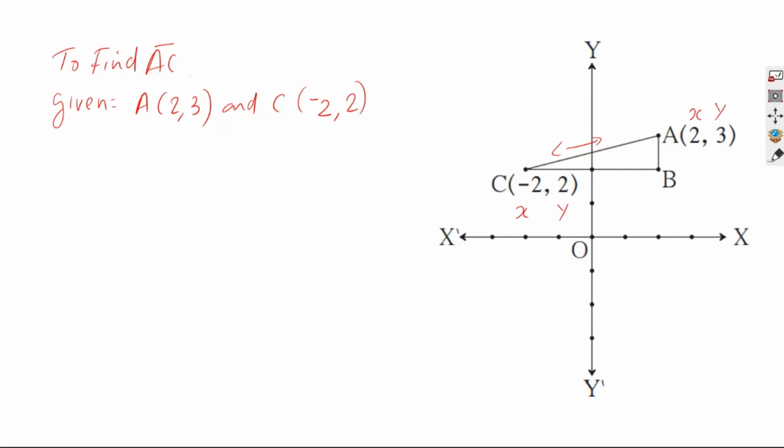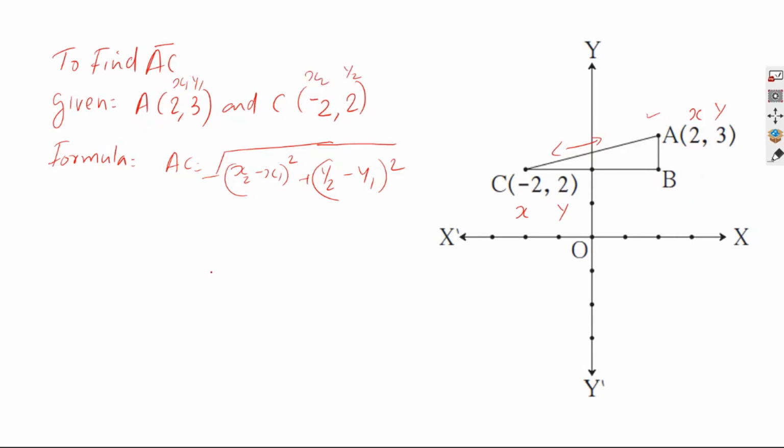Now we have in our hand, according to the formula, what we need to conclude a lot. The formula which we will be using is AC equal to the square root of (x2 minus x1) whole square plus (y2 minus y1) whole square. Here A is denoting x1, y1, and C is denoting x2, y2. As I told you, it does not matter which one is x1.